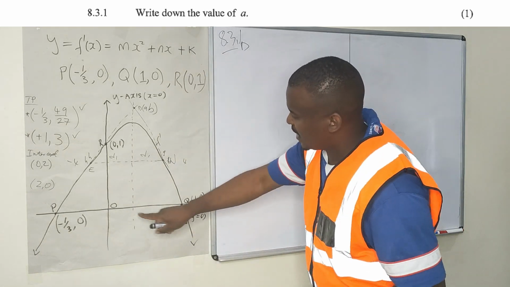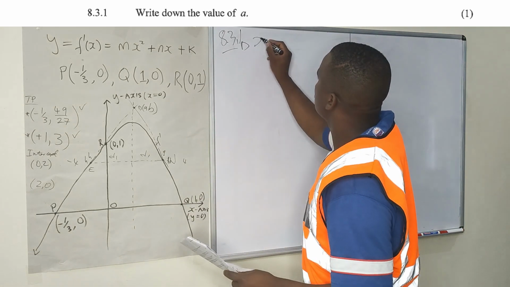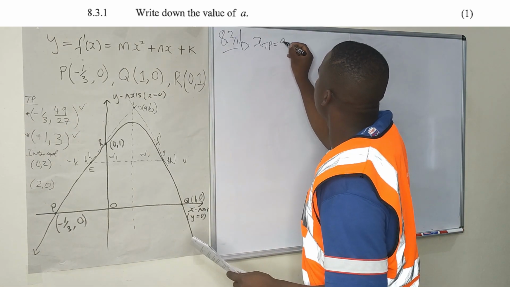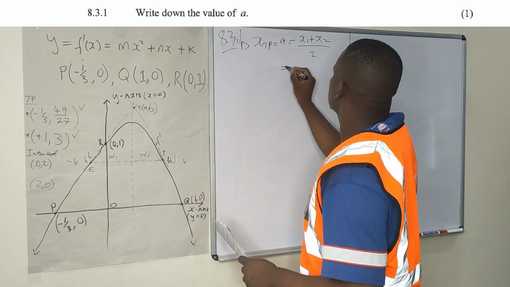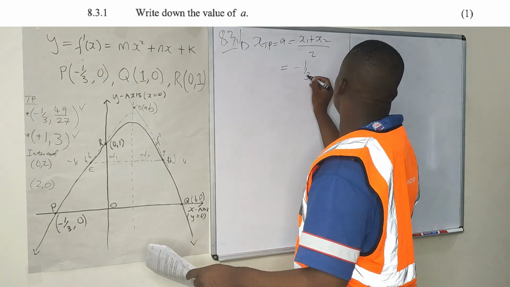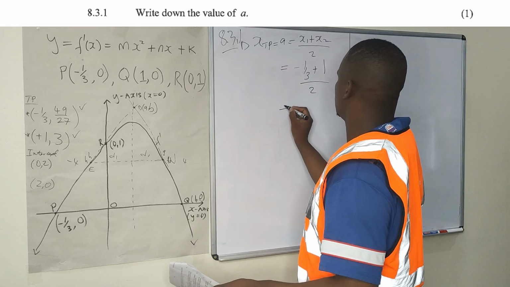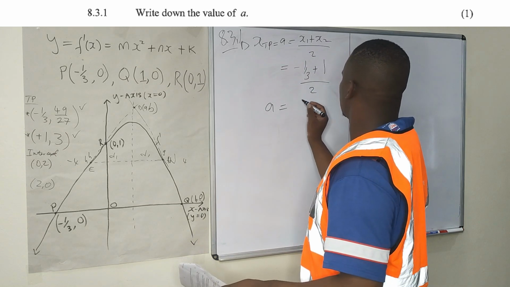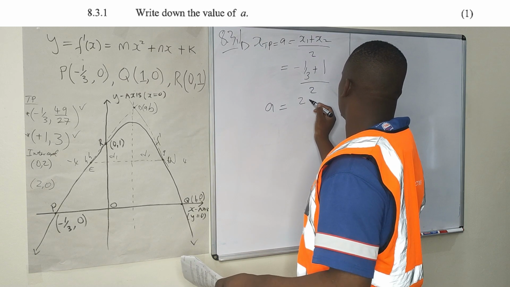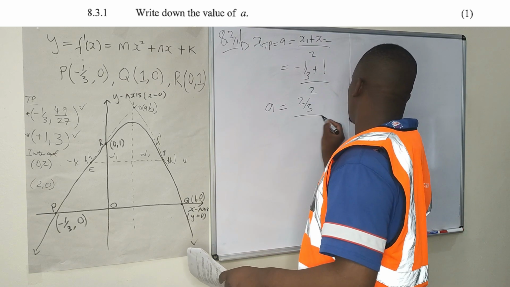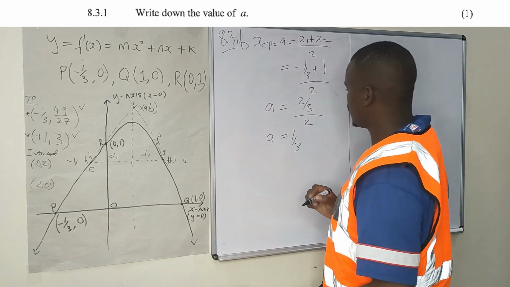So your a should be the axis of symmetry, which is the midpoint between the two roots, x_TP, which is equal to (x1 + x2) over 2, which is (-1 over 3 plus 1 over 2). A is equal to this and this. This is 2 over 3, all divided by 2. This is 1 over 3. So our a is 1 over 3.